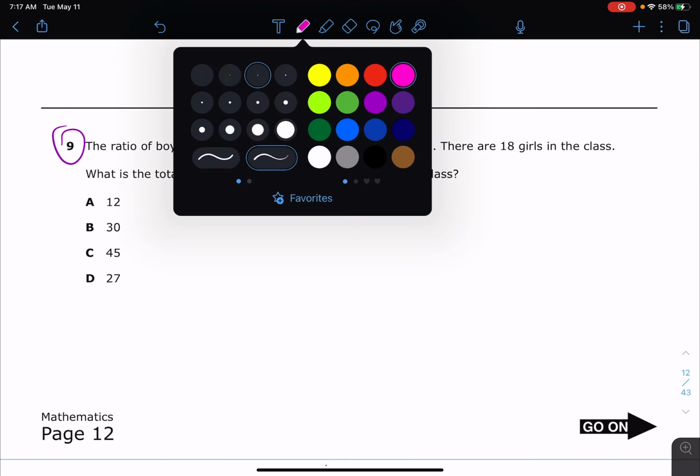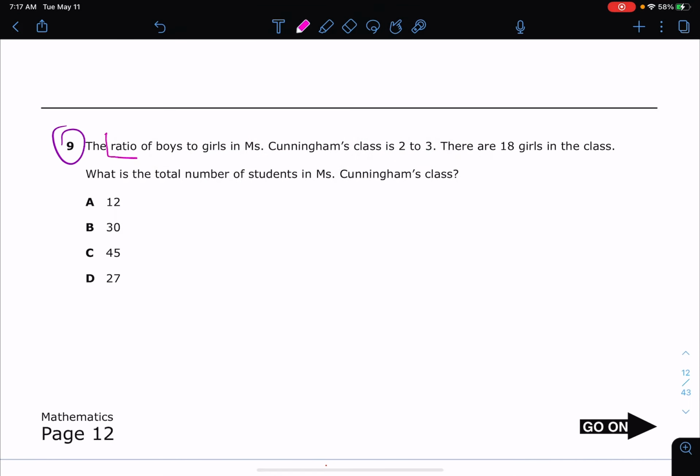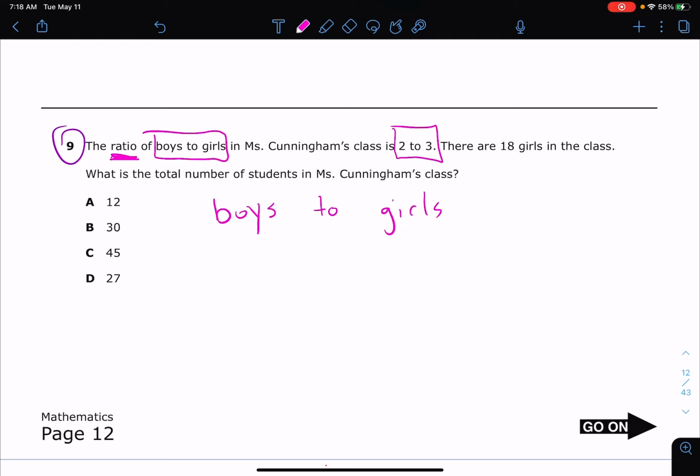Number 9, this is very, very easy. The ratio, remember, keyword ratio, we did this last week, hicimos la semana pasada, of boys to girls, so write down boys to girls. In Miss Cunningham's class is 2 to 3. El radio o proporción de niños a niñas en la clase es 2 a 3. How many boys? ¿Cuántos niños? 2. How many girls? 3.